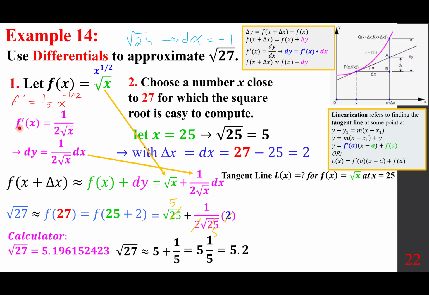What is the slope? You go back to f prime of x. So you put it in here. You get 1 over 2 square root of 25. Remember, this becomes 5. 2 times 5 is 10. So 1 over 10. So for L of x, the pair is 25, 5. F prime of 25, m is 1 over 10.